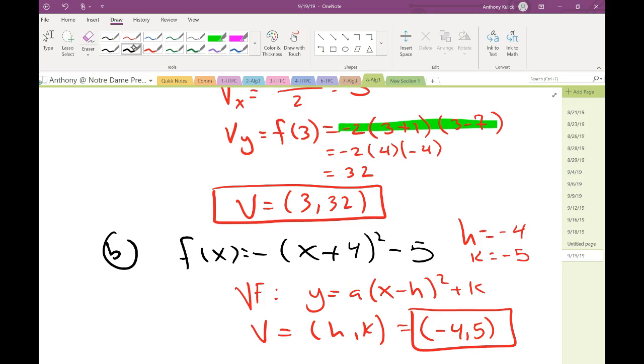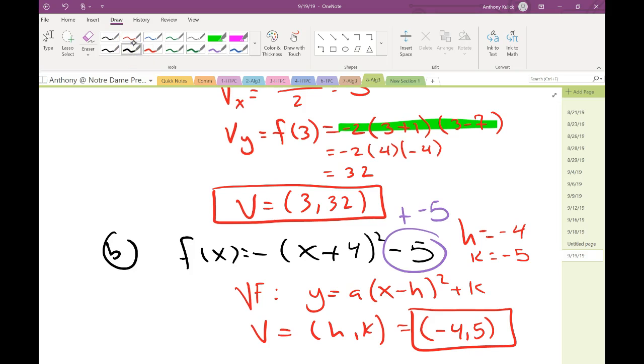Plus a negative 5 is the same thing as minus 5. Right, so k is negative 5.